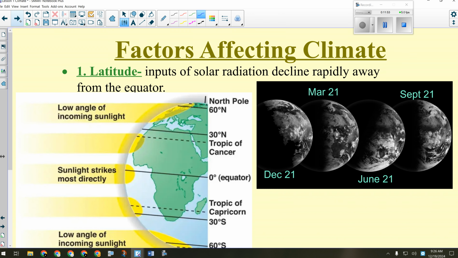The factors that affect climate are as follows. These are the things that make the climate of an area the way it is. The number one factor affecting the climate of an area is your latitude. That is, how far from the equator you are. The reason latitude affects your climate is because it affects the duration and intensity of the sunlight you receive.